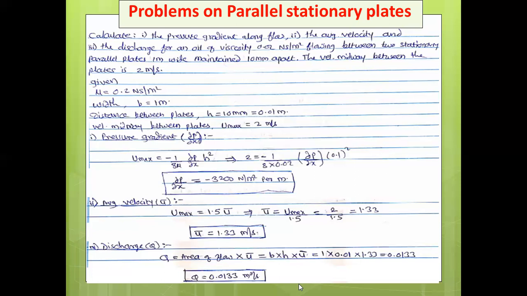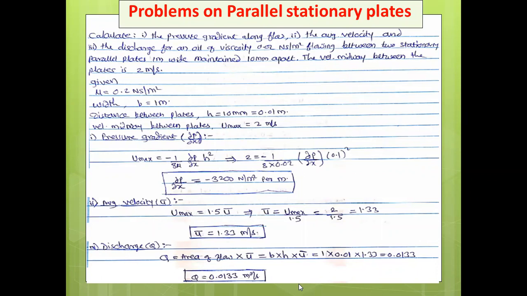The discharge for an oil of viscosity 0.02 Newton second per meter square, flowing between two stationary parallel plates 1 meter wide, maintained 10 mm apart. The velocity midway between the plates is 2 meter per second. The velocity midway means it is the velocity at the center of the distance between the two parallel plates. That is nothing but u max is given.